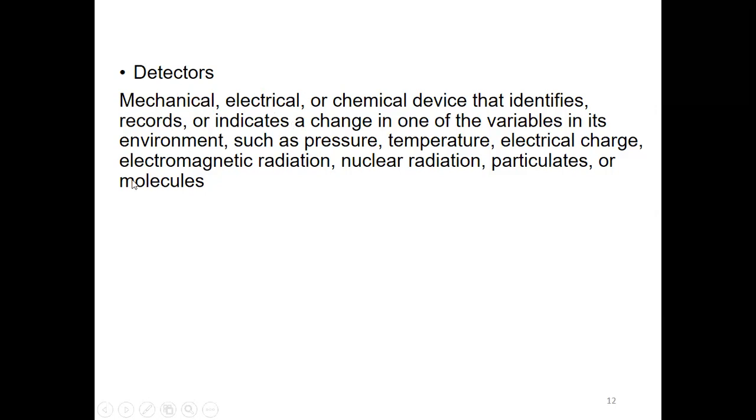So this is the definition of the detector. You can read it. It is a mechanical, electrical or chemical device that can identify or record or indicate one of the variables in its environment. Actually, simply, it can identify things, variables. So this is the definition of the detector.